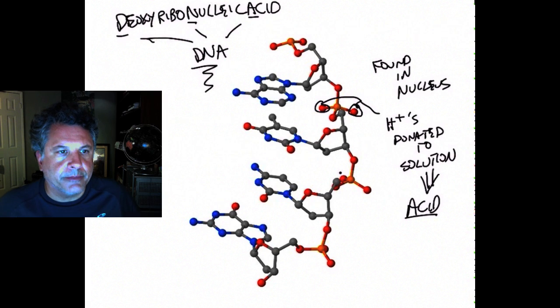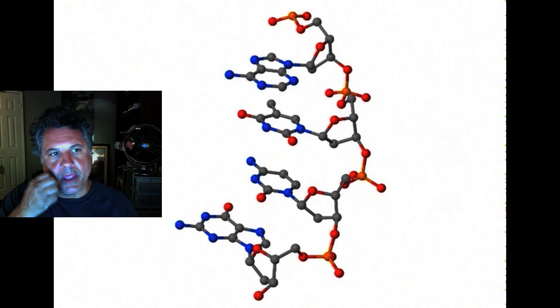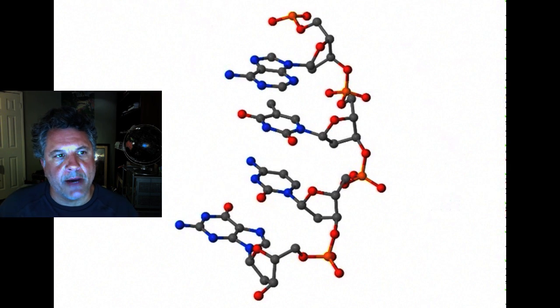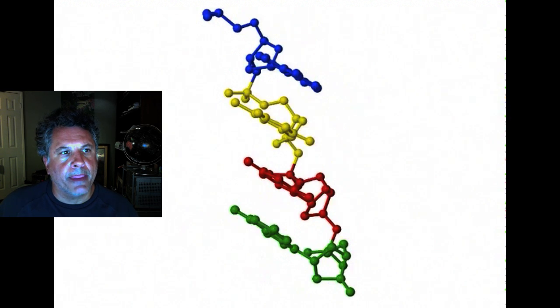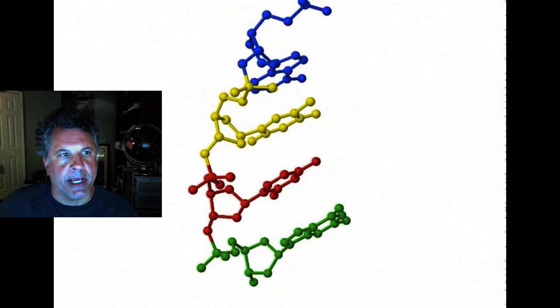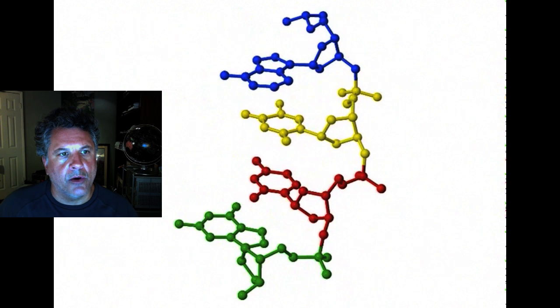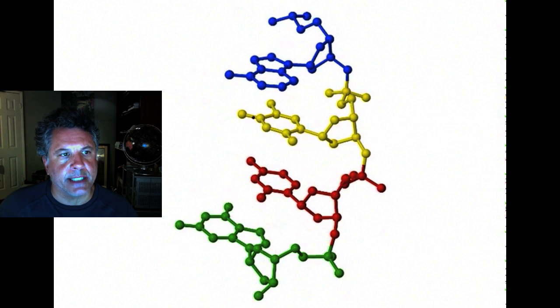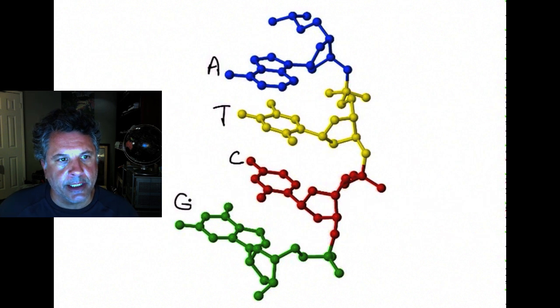Now, considering showing the individual monomers now in color, we're showing a nucleotide in blue that has A as its nitrogenous base, adenine. The yellow nucleotide has thymine as its nitrogenous base, red cytosine, and green guanine as its nitrogenous base. So you can see the individual monomers clearly here.